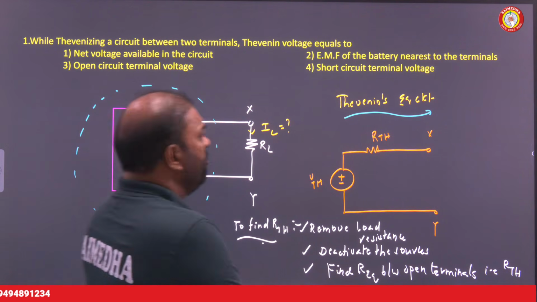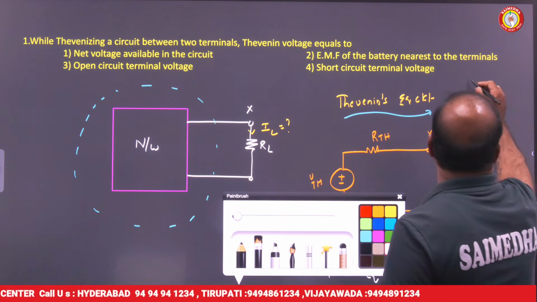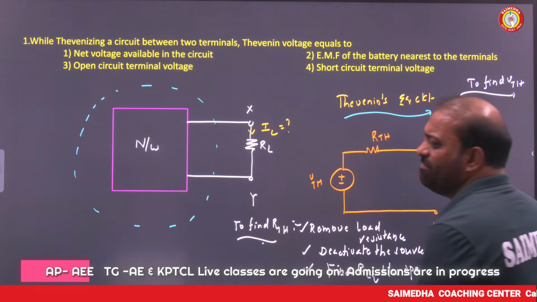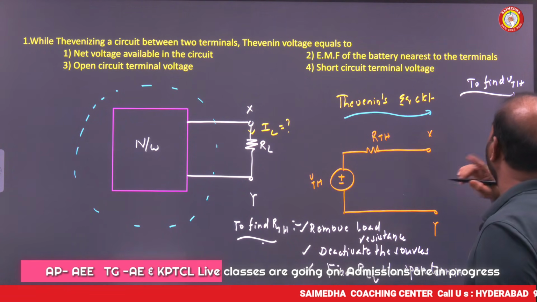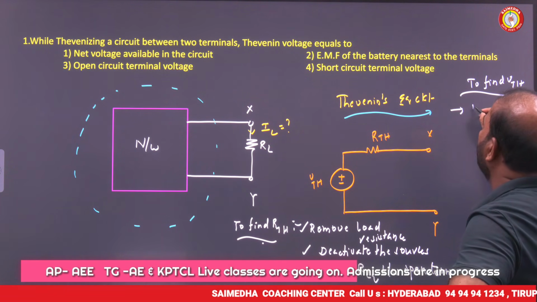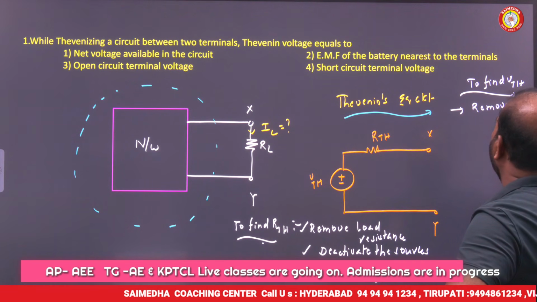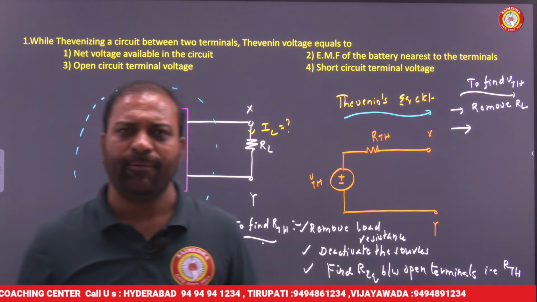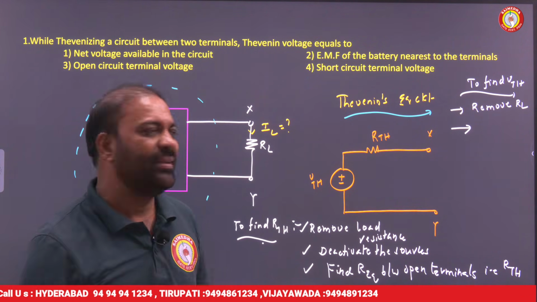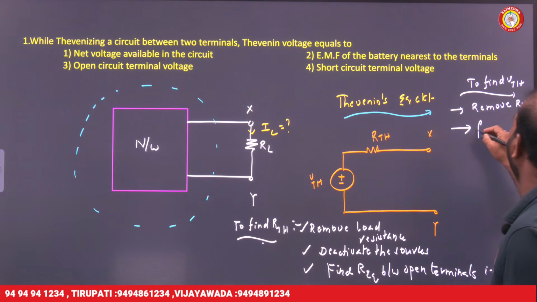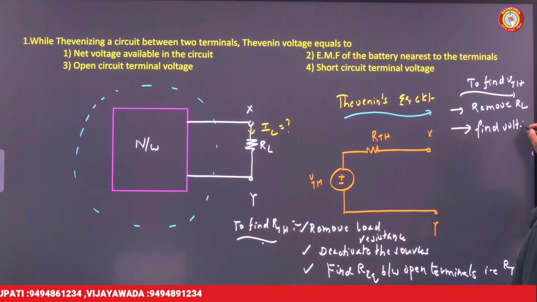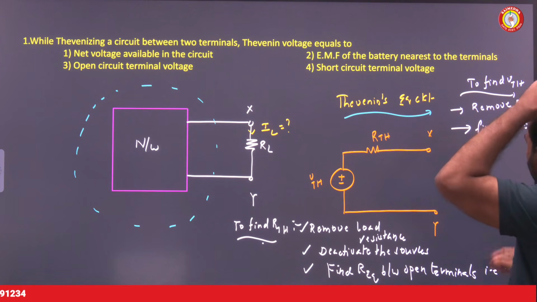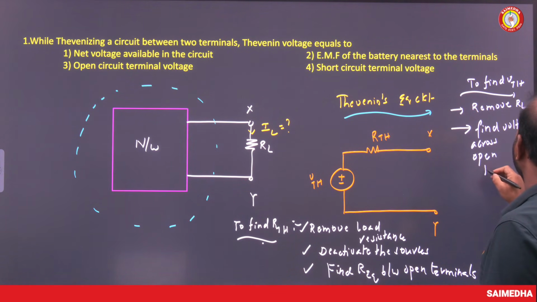Then what is VTH, my friends? How can we find VTH? To find VTH, just open the circuit: remove the load resistance RL. If you remove the load resistance, the load terminals will be open. Then you find the voltage across those open terminals.